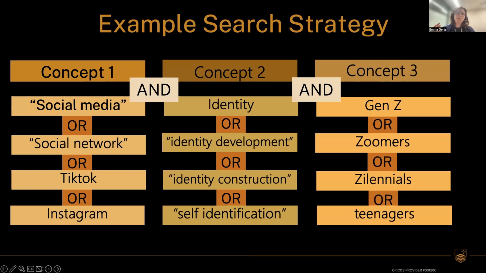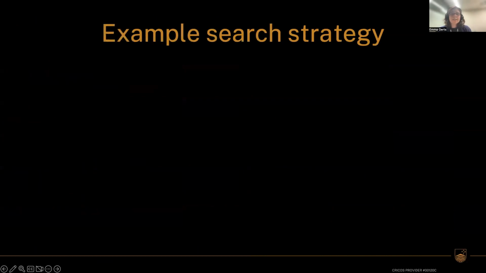Now, it's important to remember that the more concepts you add, the fewer results you'll get because you'll be getting more and more specific articles. So if you do include 3 different concepts and you find that you aren't getting any results, you can try removing one and doing a bit of a broader search. So what this looks like in practice is something like this.